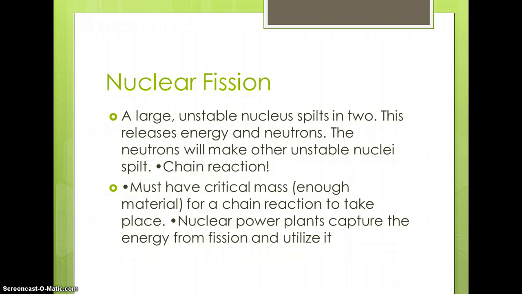Nuclear fission. A large unstable nucleus splits in two. This is fission. This releases energy and it releases neutrons. The neutrons will make other unstable nuclei split. It starts a chain reaction of releasing energy from the splitting of the atom. You must have a critical mass, that means enough material for a chain reaction to take place. Nuclear power plants capture the energy from fission and utilize it to make electricity.